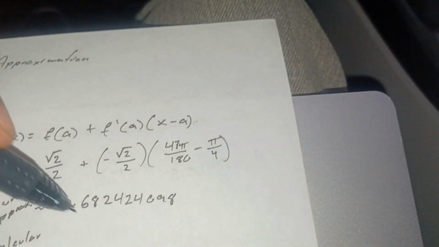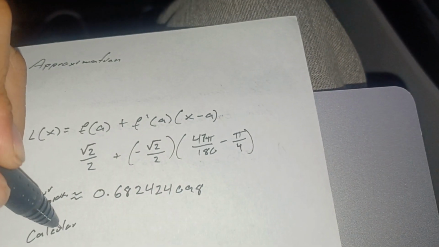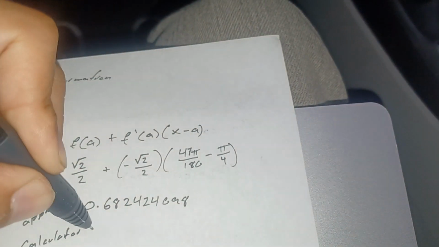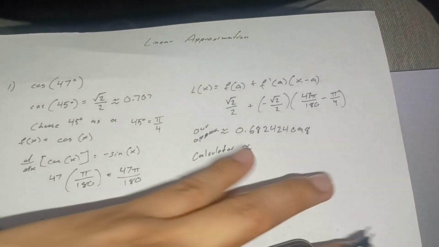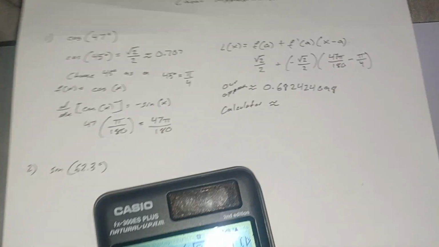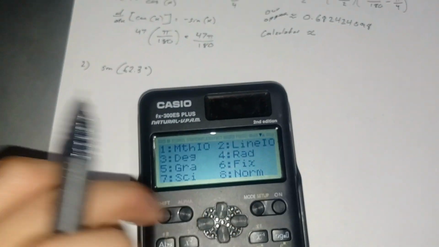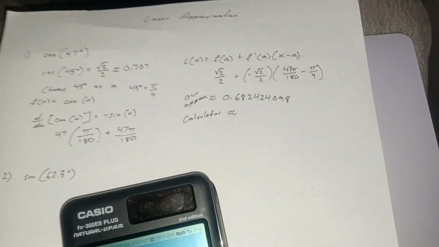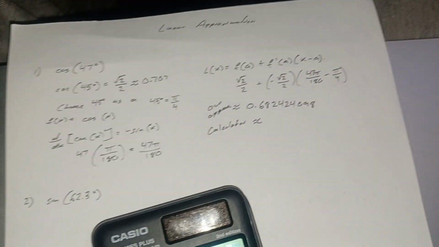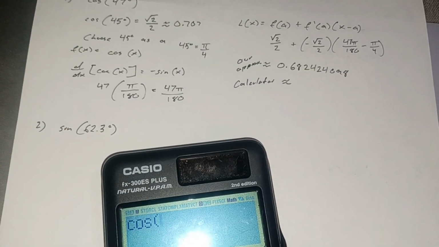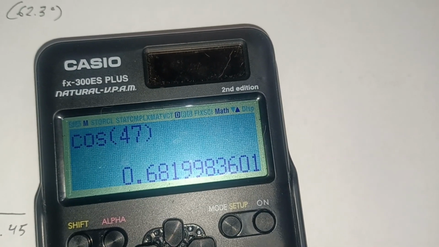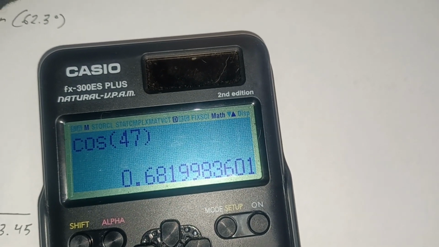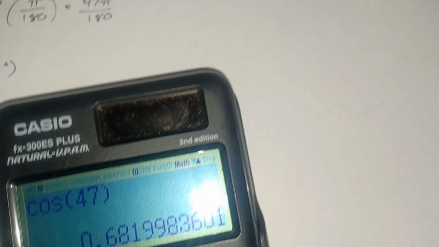Now let's go ahead and use a calculator's approximation. Let's see what our calculator tells us the sine of 47 degrees is. So let's make sure our calculator's in degree mode. Degree mode, sine of 47 degrees. Our calculator tells us that it's 0.681993. Yeah, we're just going to leave it at that.